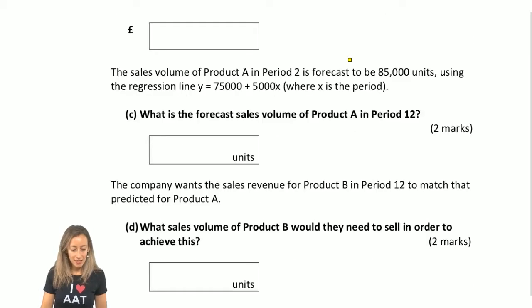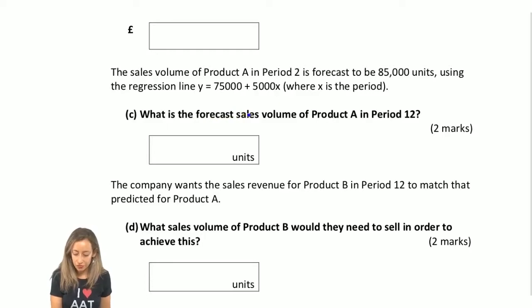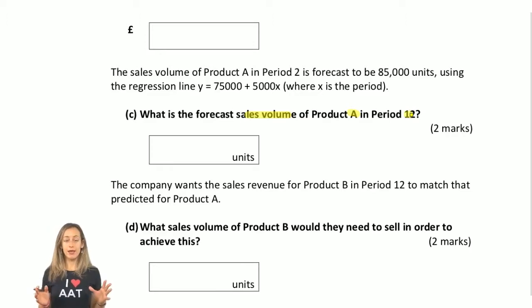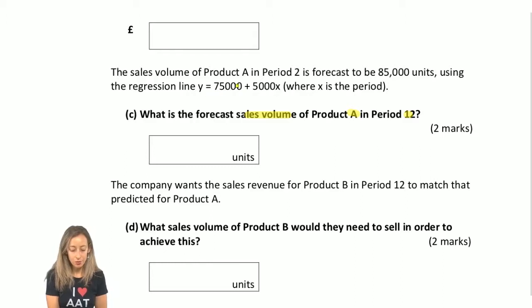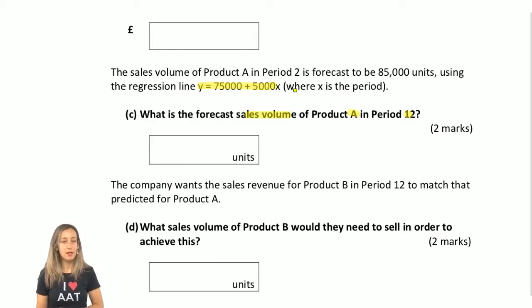So part C says, what is the forecast sales volume of product A in period 12? Okay, interesting thing. You think we need to get the selling price. Fine. Here we need to get the number of units, and you might have noticed that to get the number of units we are given this bit here, which is the regression line, the equation of a straight line, which, as you hopefully know, we use for forecasting purposes. Well, that should be easy as well, shouldn't it? In fact, it should be so simple that you might be tempted to start with this one, I don't know.